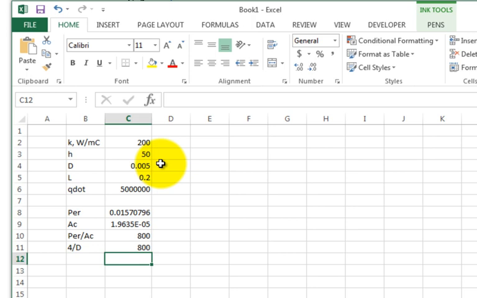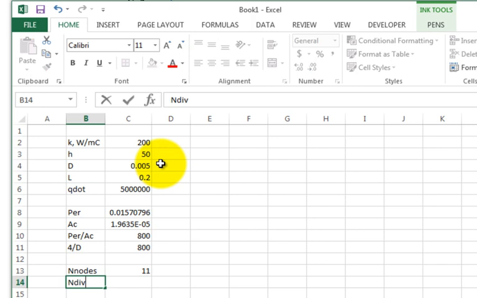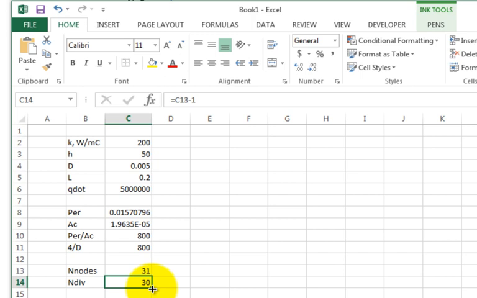And then we're going to put in things like, I'll put them down here. The number of nodes is 11 for this problem. How about the number of divisions in this problem? Equal to n minus 1. We can now come in with 31 nodes, and you see how it updates?